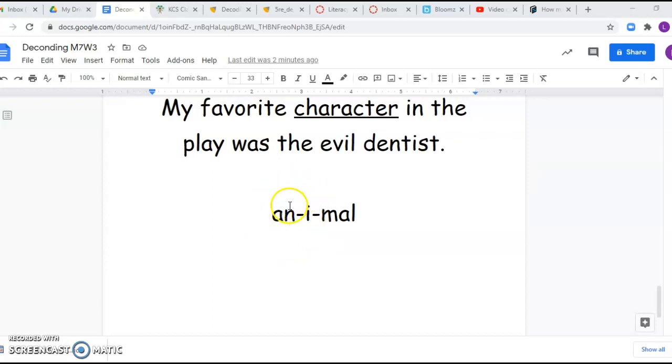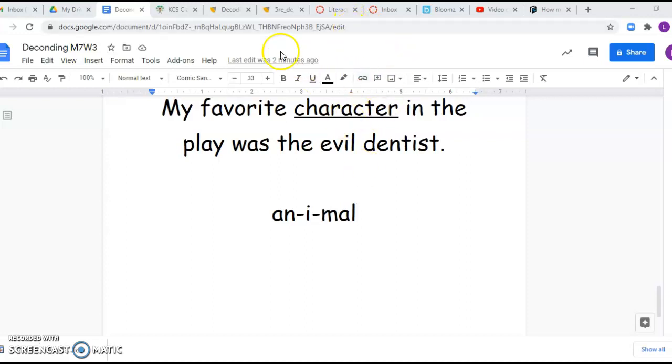So in the word animal, only the first syllable is stressed, which means the second syllable and the third syllable are unstressed. So remember, in today's lesson, we're looking for those unstressed syllables, okay? And those unstressed syllables can also have that schwa sound made by a vowel. So I just want you to keep that in mind.